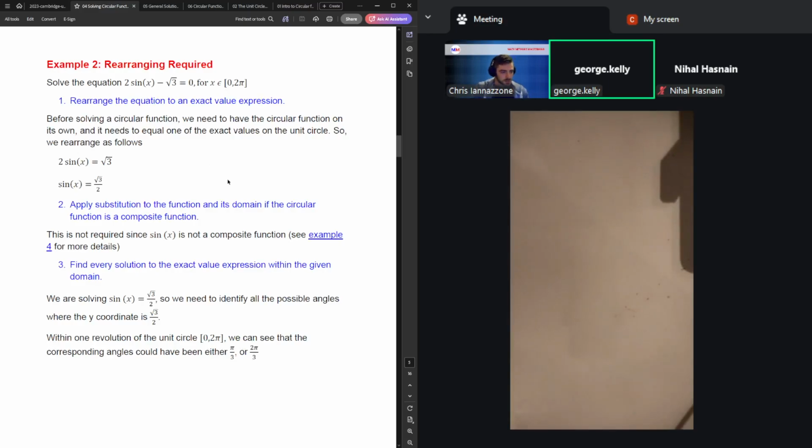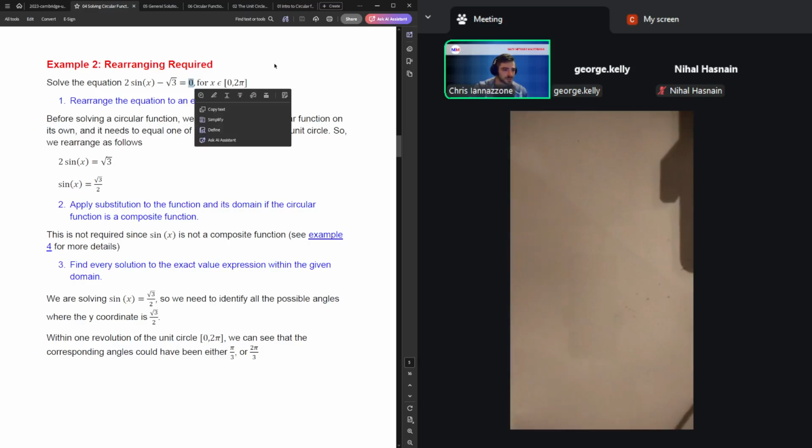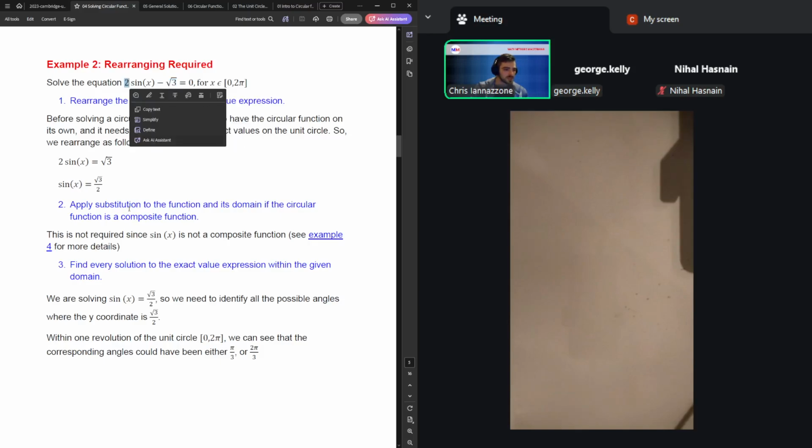Next up, it won't always be the case that your equation is super easy to use off the bat, right? Like this one here is not currently an exact value expression because we don't have the circular function on its own and an exact value on the other side. Technically we do, like 0 does count as an exact value on the unit circle, but the left-hand side is not what we need it to be. So we're just going to do a bit of simple rearranging. Plus the root 3, divide both sides by 2.